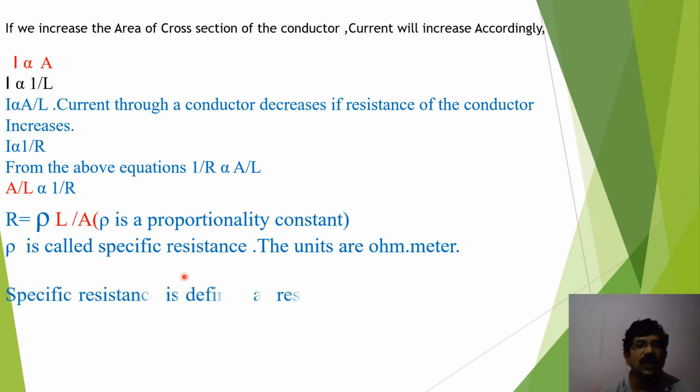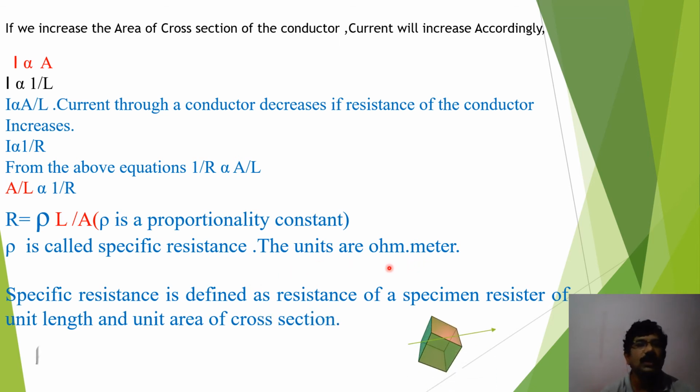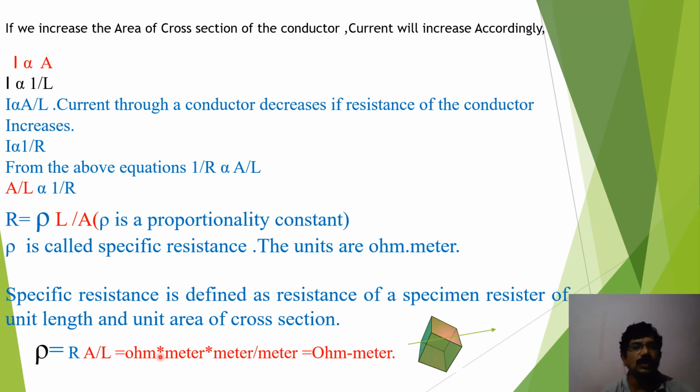How can we define it? It is the resistance of a specimen resistor of unit length and unit area of cross section. The unit is ohm meter. How did you get ohm meter here? Look carefully. Length is measured in meters. Area of cross section is measured in meter into meter, that is meter square. So when you substitute this, resistance is measured in ohms, and area of cross section is measured in meter square divided by meter. Meter and meter get cancelled. What are the units? Ohm meter.